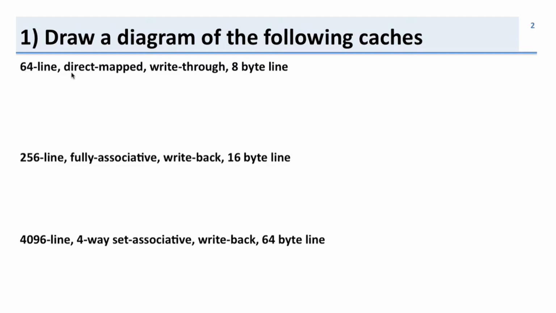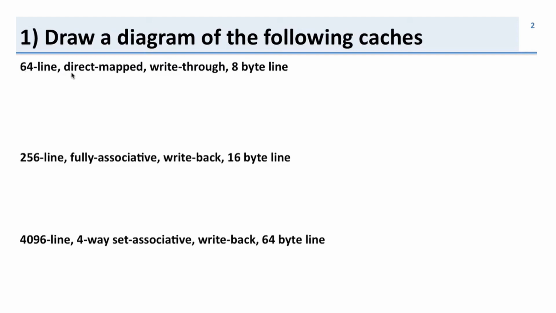Okay, so greetings everyone. We will be discussing the practice problems on caches. The first question is about the diagram of the following caches. You need to draw the diagram: a 64-line direct map write-through 8-byte line, a 256-line fully associative write-back 16-byte line, and a 4096-line 4-way set associative write-back 64-byte line.